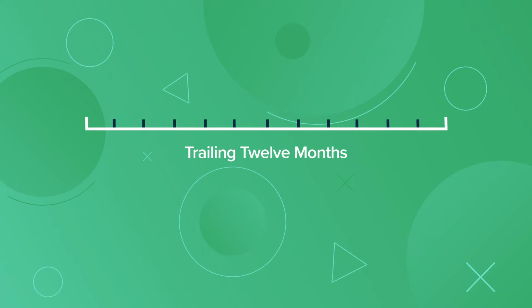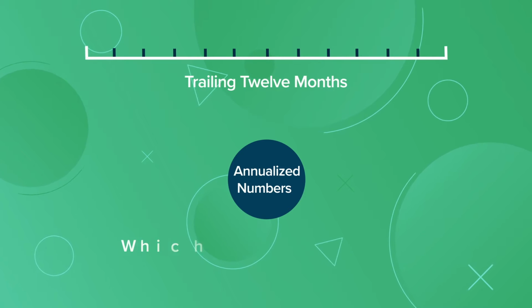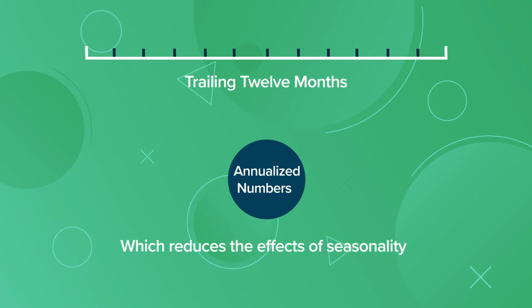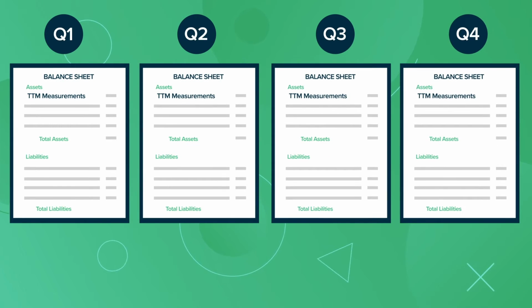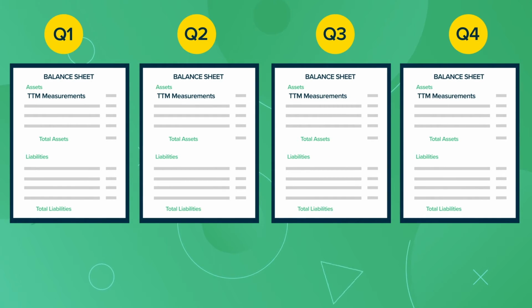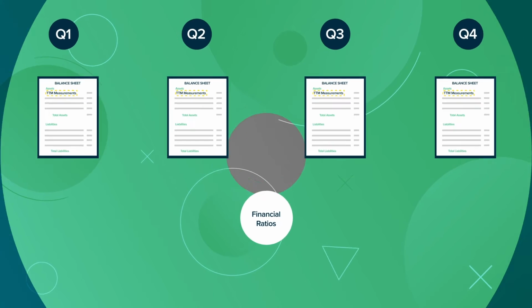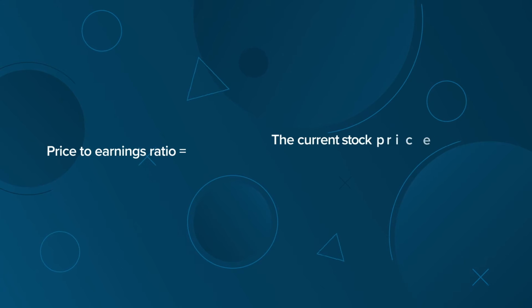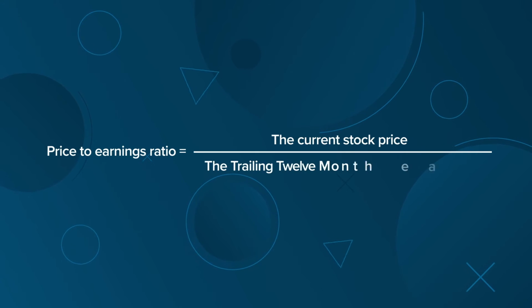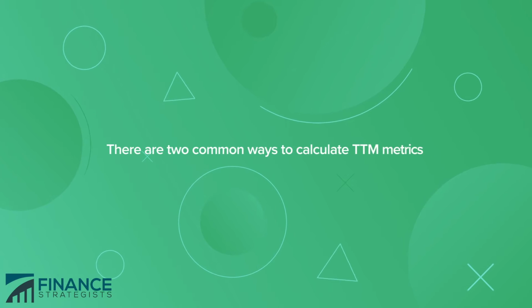Looking at trailing 12-month numbers is useful because these are the most current annualized numbers, which reduces the effects of seasonality. TTM measurements are usually reported on a company's balance sheet, which is updated quarterly. These TTM measurements are often used to calculate financial ratios. For example, the price-to-earnings ratio is typically calculated with the current stock price divided by the trailing 12-month earnings per share. There are 2 common ways to calculate TTM metrics.